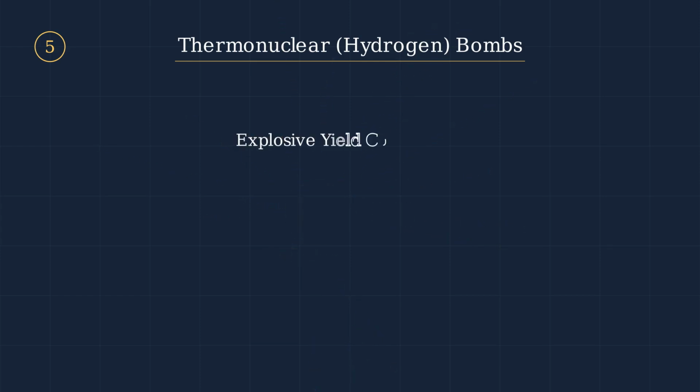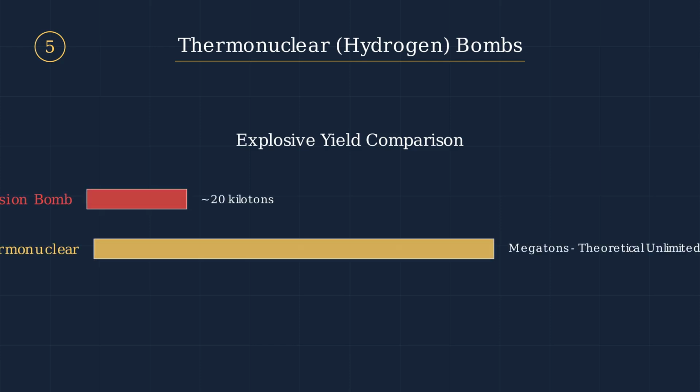This two-stage design allows thermonuclear weapons to achieve much higher explosive yields compared to pure fission bombs. While fission bombs typically yield around 20 kilotons of TNT equivalent, thermonuclear designs can range from hundreds of kilotons to many megatons, with a theoretically unlimited explosive power.